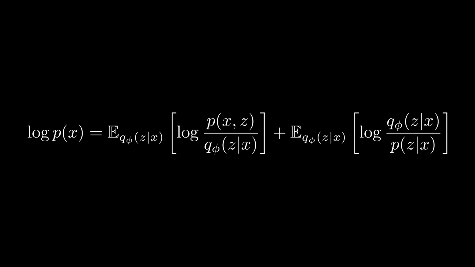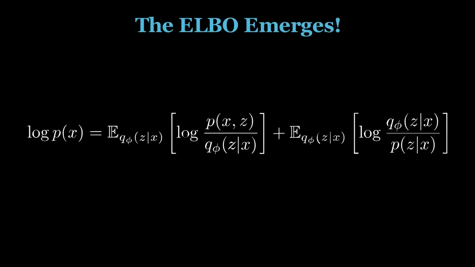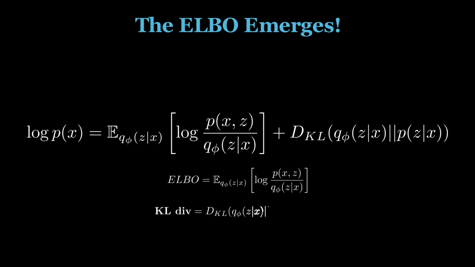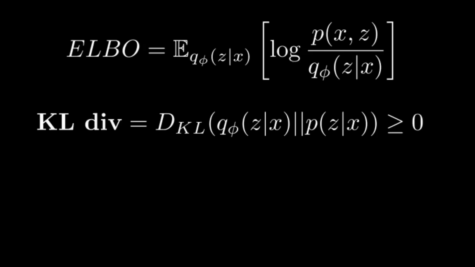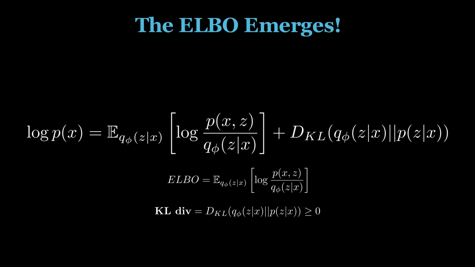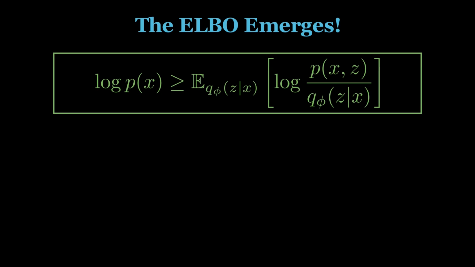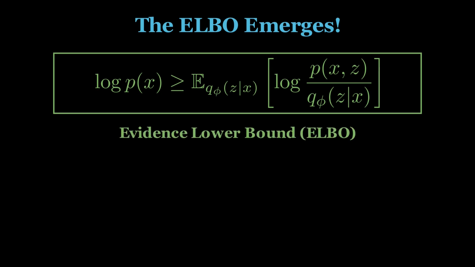So here it is. Look at what we have derived. The first term is what we call the ELBO, the evidence lower bound. The second term is the KL divergence between our approximate posterior q and the true posterior p. Critically, KL divergence is always greater than or equal to 0. Since the KL term is non-negative, we can remove it to give an inequality. Log p of x is greater than or equal to the ELBO. This is the evidence lower bound. It provides a lower bound on the log probability of our data.